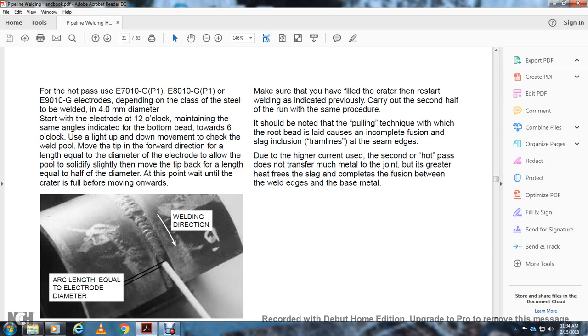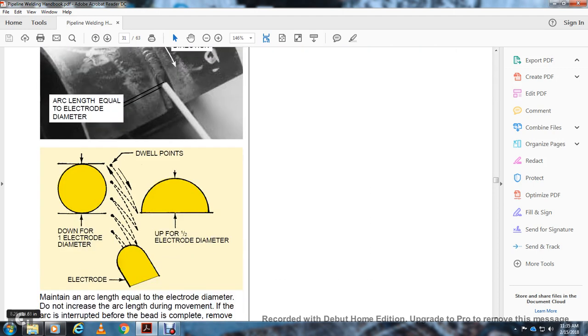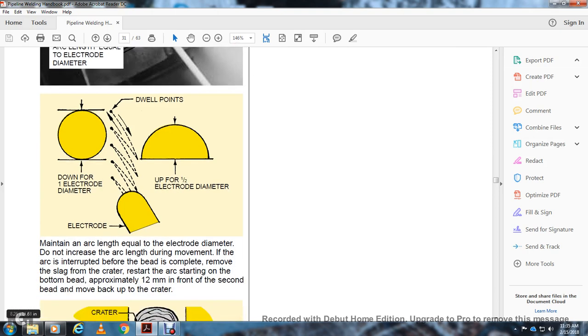Use a light up and down movement to check the welding pool. Move the tip forward for a length equal to the electrode diameter to allow the pool to solidify slightly, then move the tip back a length equal to half the diameter. At this point, wait until the crater is full before moving onwards. Arc length equals the electrode diameter. Dwell points range from the electrode diameter down to half the electrode diameter. Maintain arc length equal to the electrode diameter.